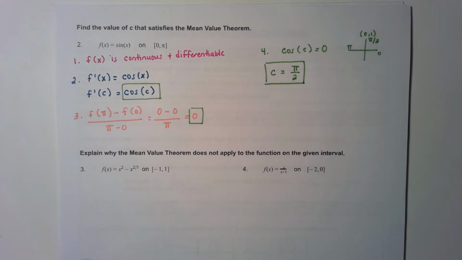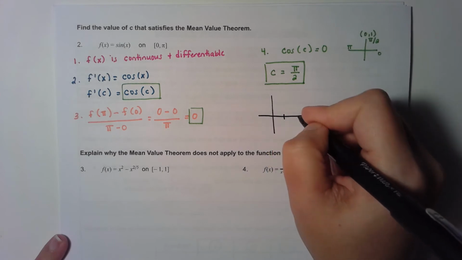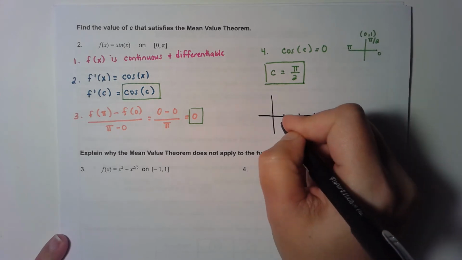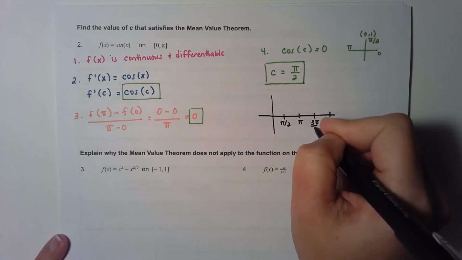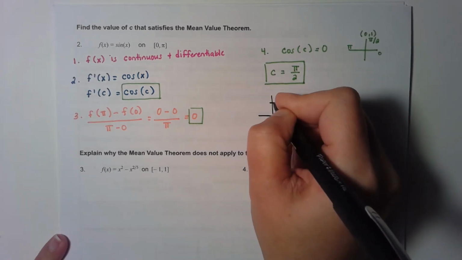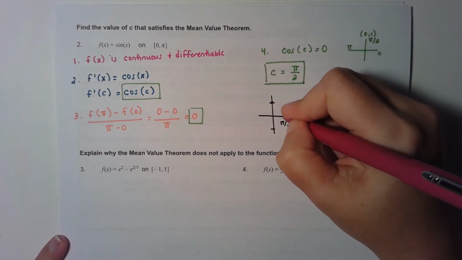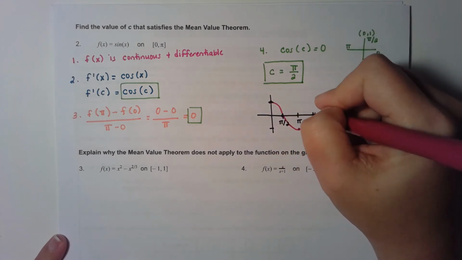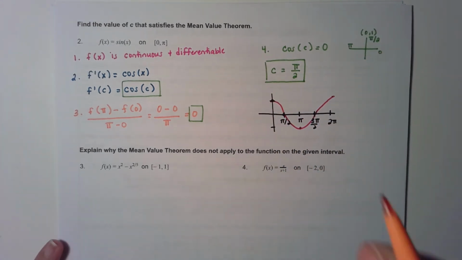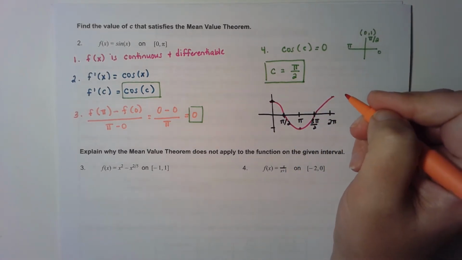If you visualize a graph here, it also makes sense. So the graph of cosine, pi over 2, pi, 3 pi over 2, 2 pi. The graph of cosine starts high. Let me see here. High, middle, low, middle, high. So it goes like this. The secant line that we're looking at goes from 0 to pi.